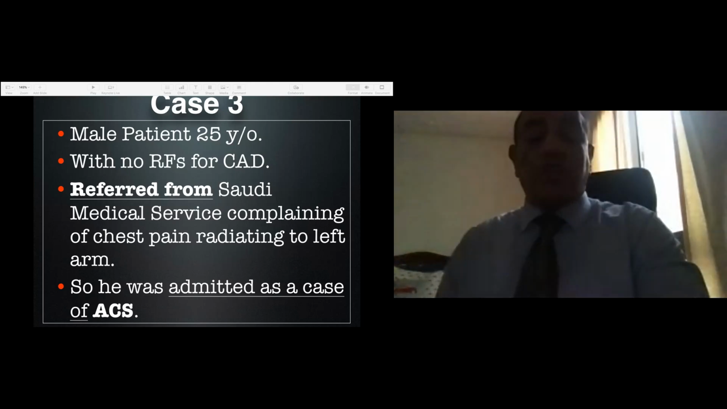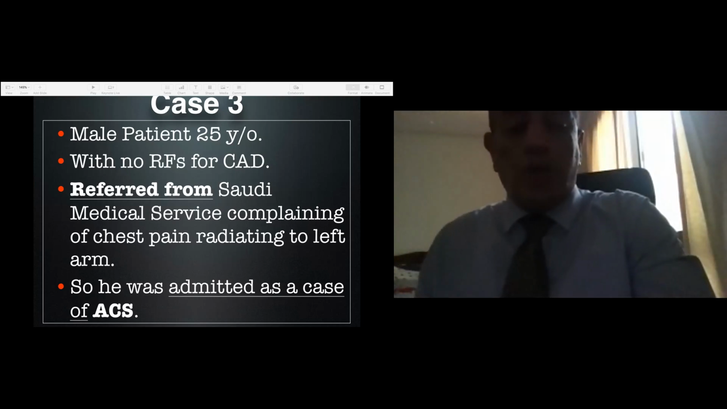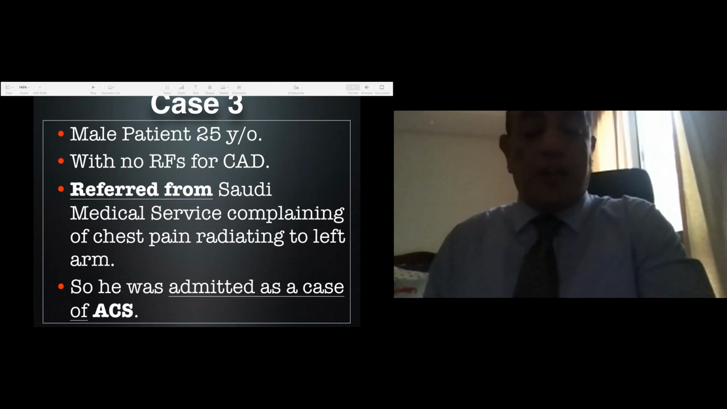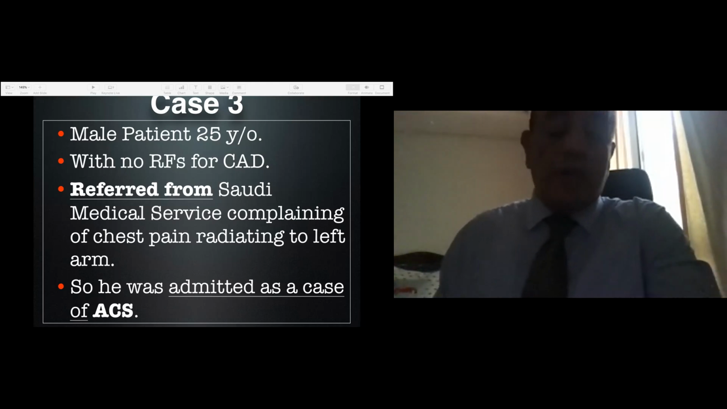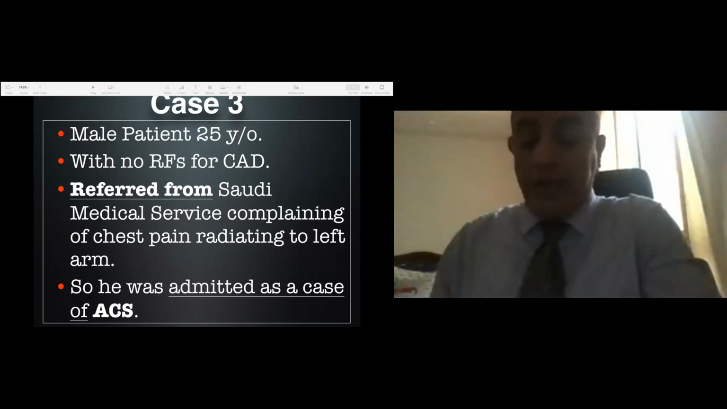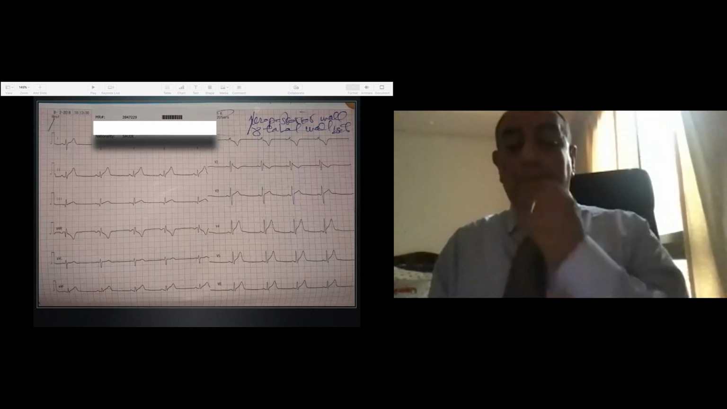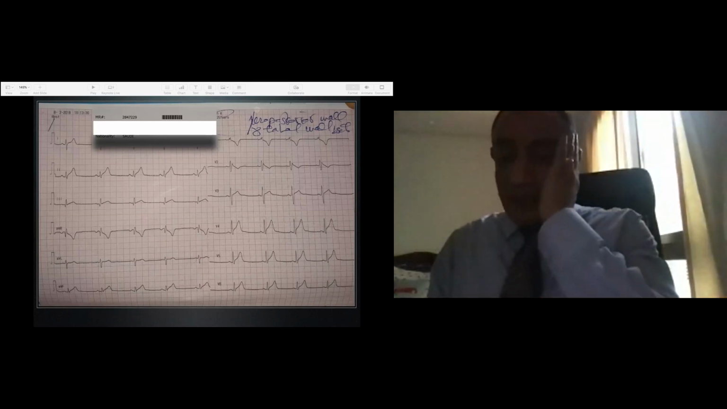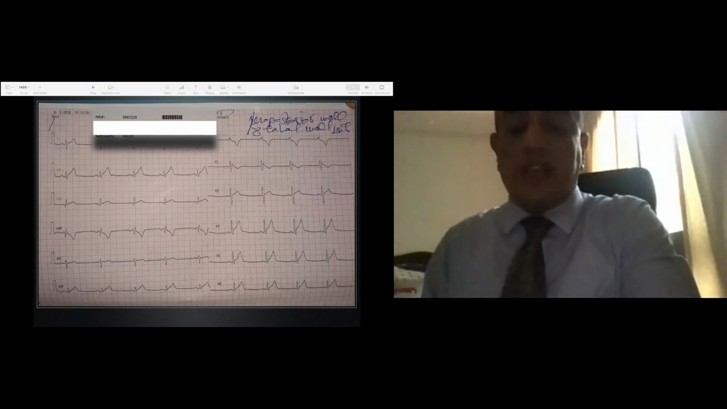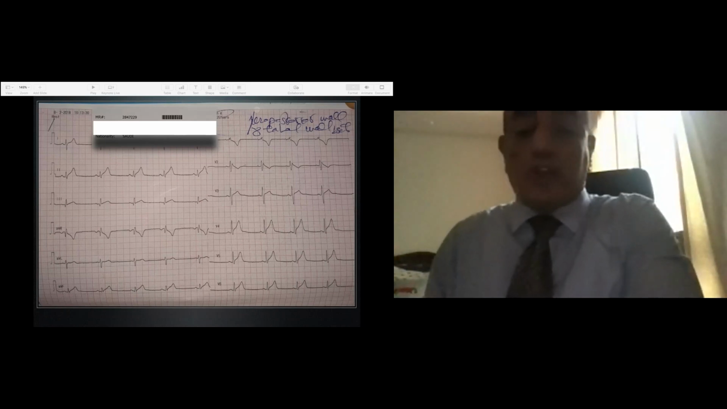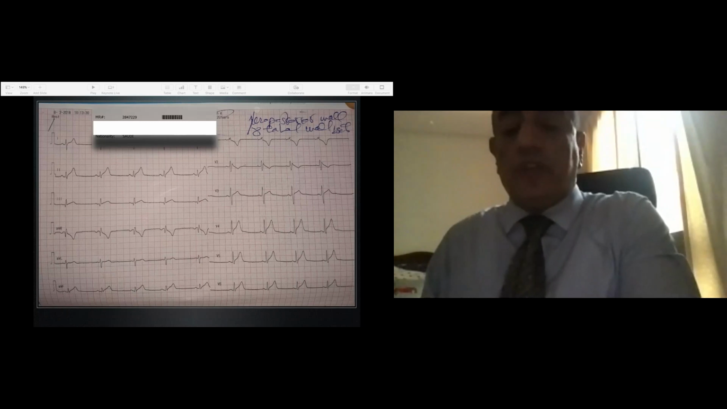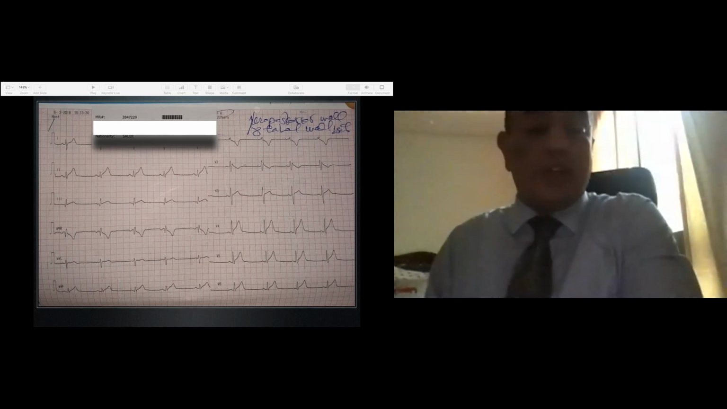Third case, male patient, 25 years old, with no risk factor for coronary artery disease, referred from Saudi Airline Medical for assessment of a chest pain, and he was admitted because of suspected acute coronary syndrome. And you can appreciate here this ECG finding. There is a lot of differential diagnosis here, incomplete right bundle branch block, significant T wave inversion in V1, V2, and also mild ST segment elevation.